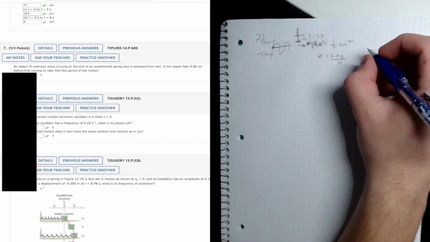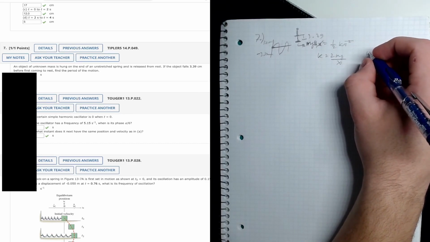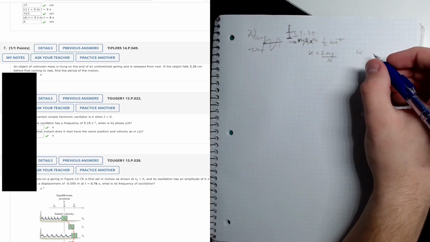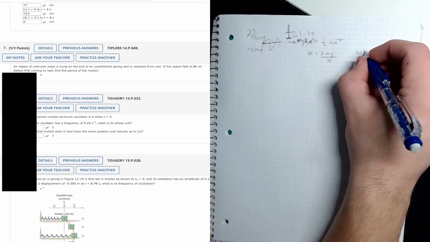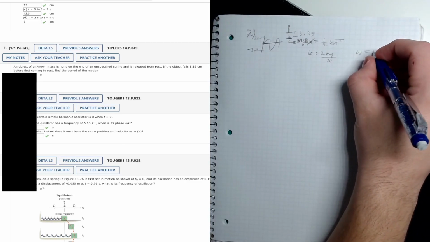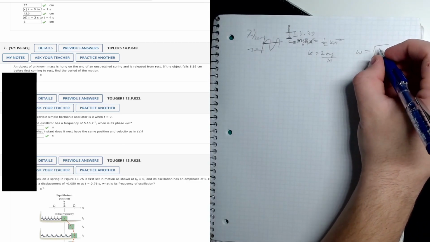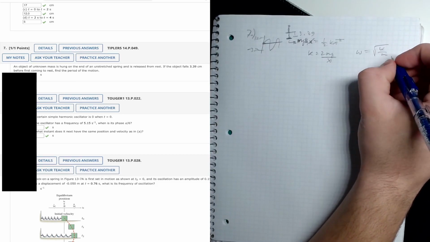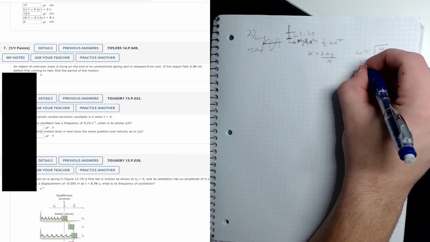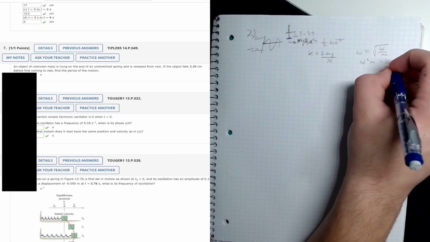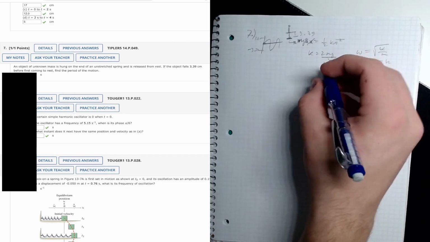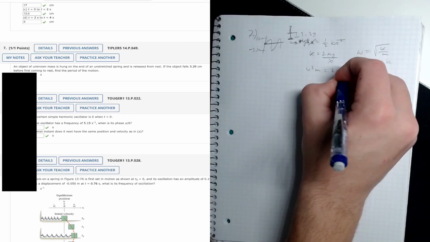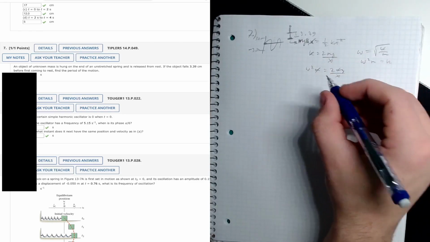Now, what other equation has k? The angular frequency, which is also going to help us find the period. Angular frequency equals square root of, I believe, k over mass. Therefore, w squared times m equals k. So these are equal to each other. We know that w squared times m equals 2mg over x. Cancel out the m's.